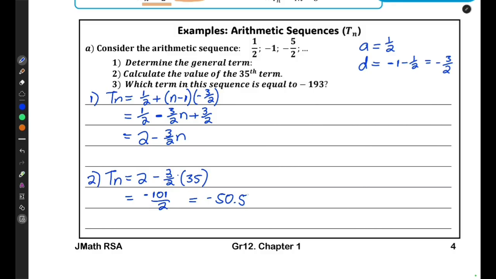Question 3, which term in this sequence is equal to minus 193? So I'm going to use my Tn formula, but I'm immediately going to just put the minus 193 in the place of Tn, and then say this is 2 minus 3 over 2 n. I am now going to switch the n to the left and the 193 to the right, so this would just be 3 over 2n, and then 2 minus 193 gives me 195, and then I can just divide that by 3 over 2, and that's how I would get the answer. Perfect. N is 130. That means the 130th term is equal to minus 193.